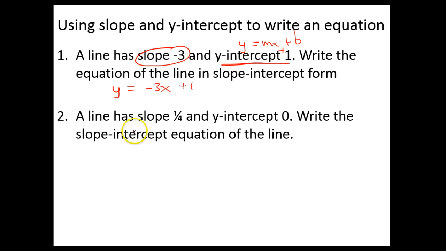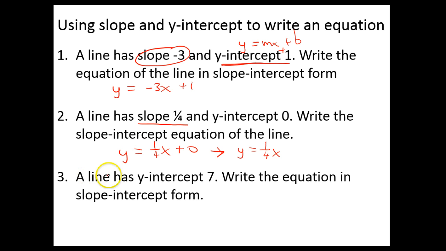So here we go again. A line has a slope of 1/4, so I can go ahead and say y equals 1/4 x. Slope's always attached to x, so if I know my slope is 1/4, I can go ahead and slap it with x. And the y-intercept is 0, so plus 0. There we go. Which is the same thing as just y equals 1/4 x. Because again, adding 0 doesn't change the value of anything.